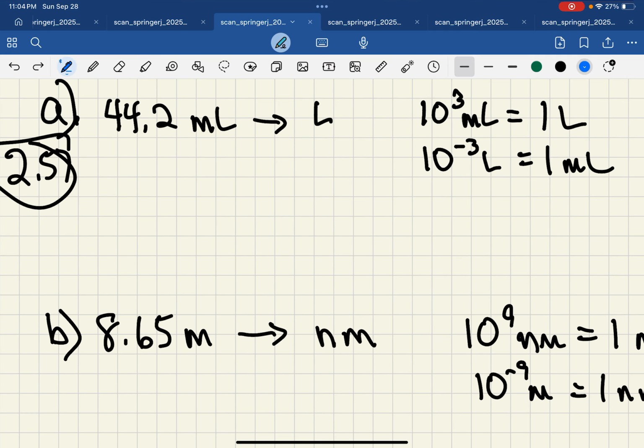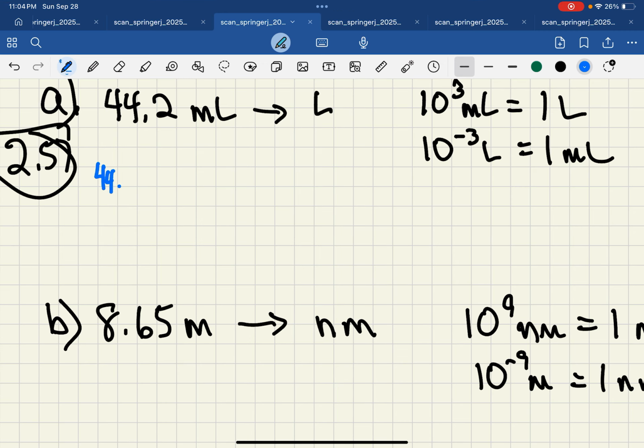We're turning 44.2 milliliters to liters. Conversion factor, you might need 10 to the third milliliters as 1 liter, or 10 to the minus third liters as 1 milliliter. You can use whichever one of those you want. Well, we're going to start with our 44.2 milliliters. I need milliliters on the bottom to cancel, and I need liters on the top. So the question is, do you want to work with positive exponents or negative exponents? Or actually, we could just multiply by 1,000 or divide by 1,000. So why don't we just do that?